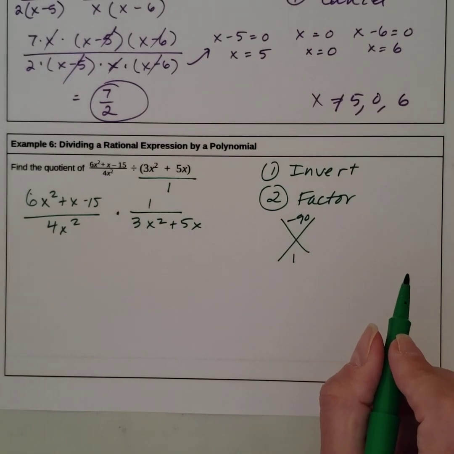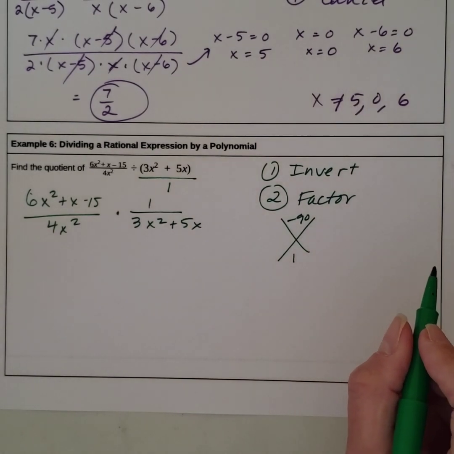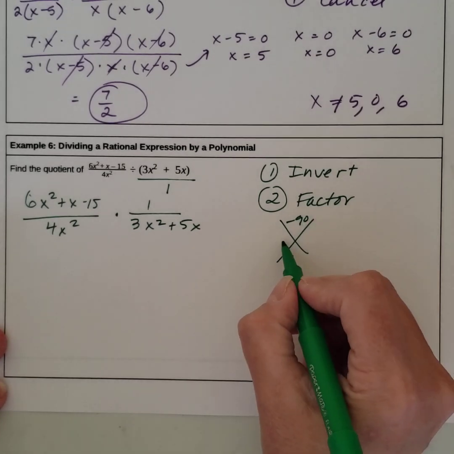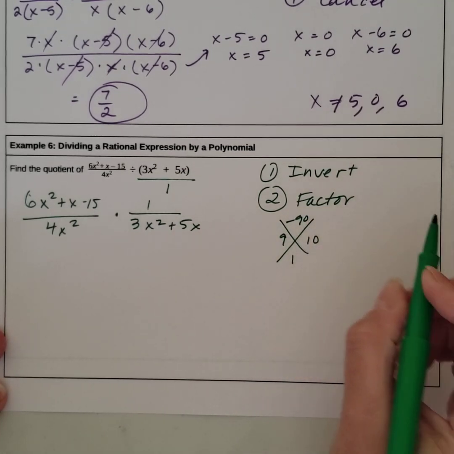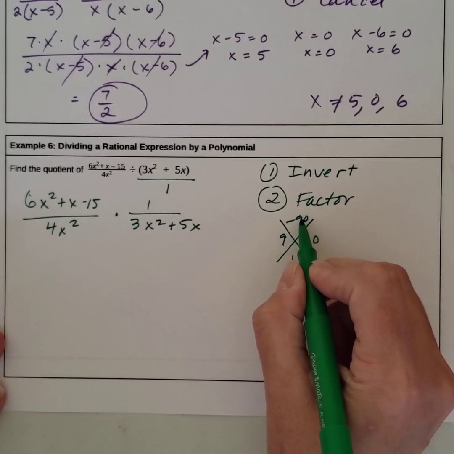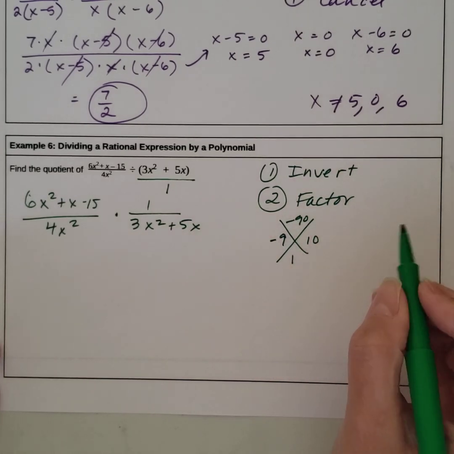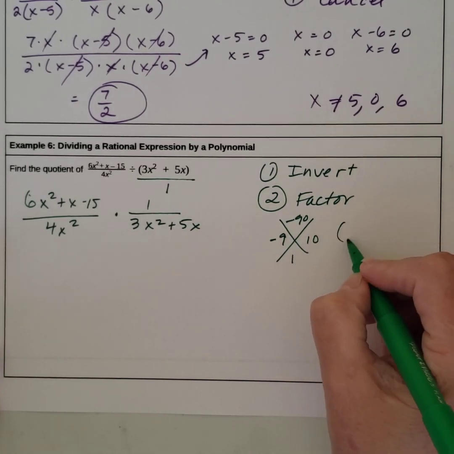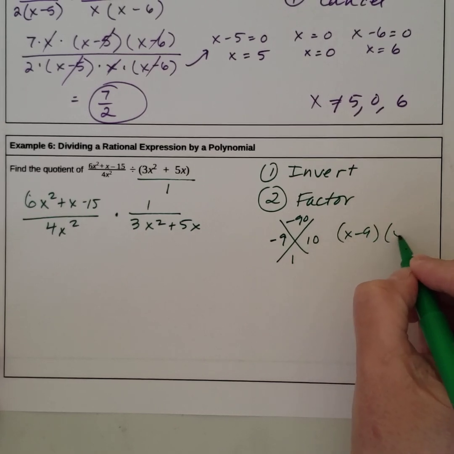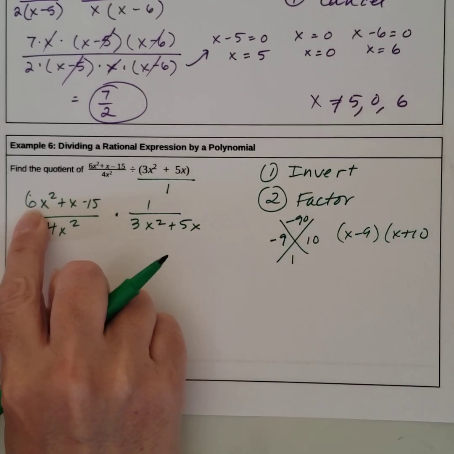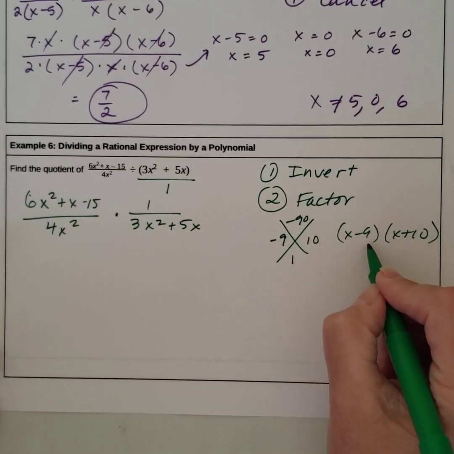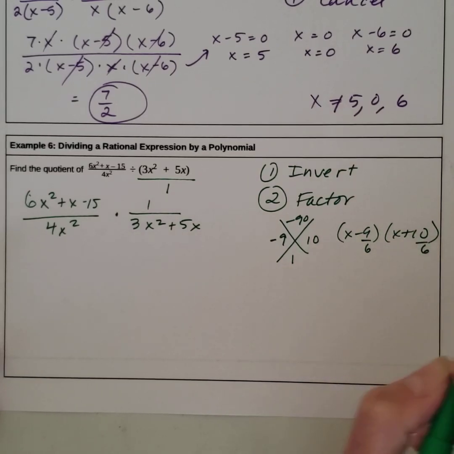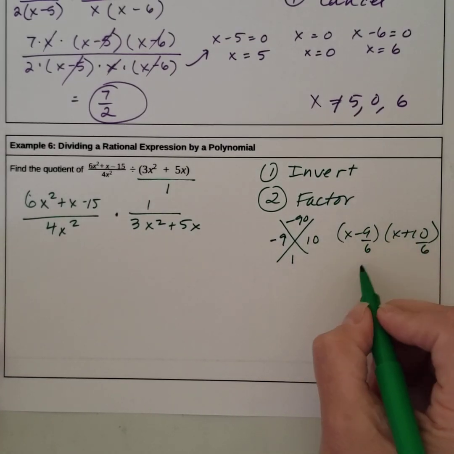9 and 10. It has to be positive when added, and when multiplied, it has to be negative. So negative 9 and negative 10. So if we do x minus 9, x plus 10, we have a leading coefficient that is not 1. So we have to divide by 6 and then simplify.